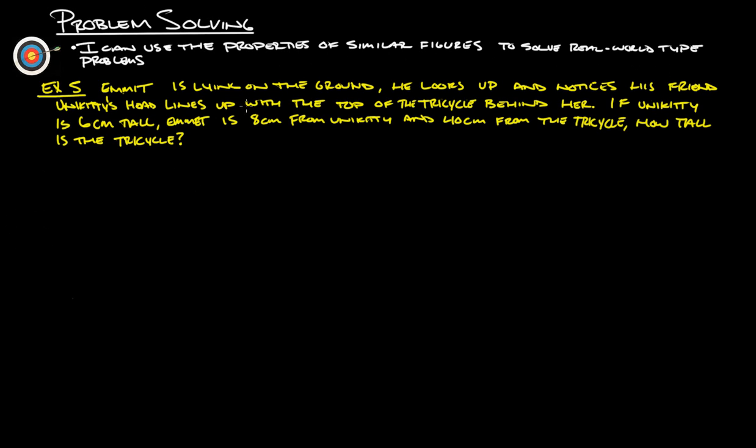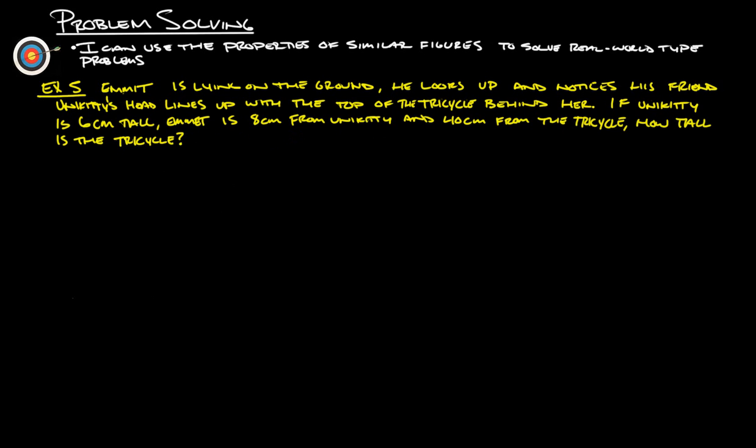Example 5. Emmett is lying on the ground. He looks up and notices his friend Unikitty's head lines up with the top of the tricycle behind her. If Unikitty is 6 centimeters tall, Emmett is 8 centimeters from Unikitty, and 40 centimeters from the tricycle, how tall is the tricycle? So probably 80 to 90% of the battle on this is just going to be setting up something to represent this problem. So let's do that.